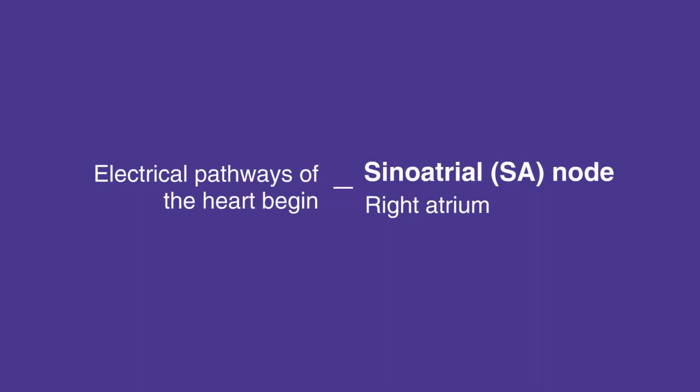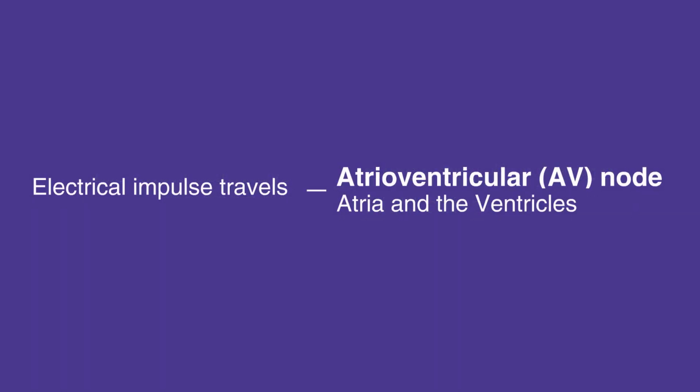The electrical pathways of the heart begin in the sinoatrial or SA node in the right atrium. Together, they create the electrical activity that acts as the heart's natural pacemaker. This electrical impulse then travels to the atrioventricular or AV node, which lies between the atria and the ventricles.